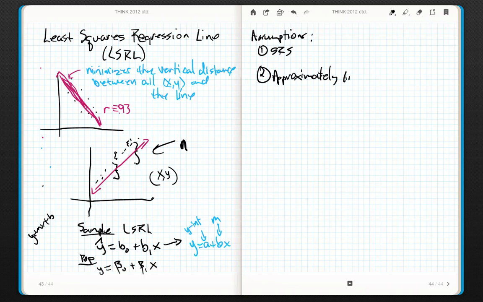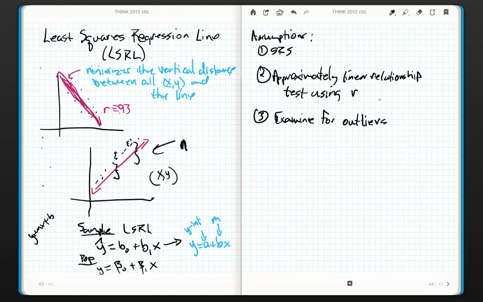Okay, we want an approximately straight line pattern, so a linear relationship, which we can test. Remember back in the last relationship, we can test that using R. Remember that? Now, number 3, let's talk about outliers and see what they do, because this is worth waving our hands a little bit about. All right? Examine for outliers.